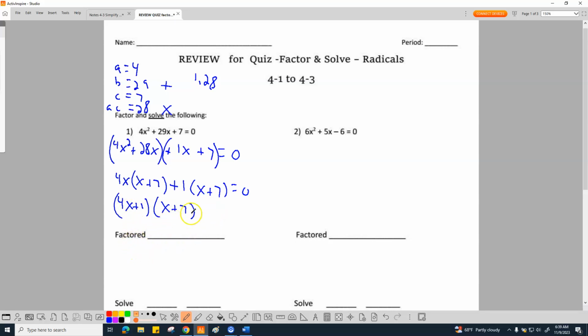Now it wants you to solve it. That's the new stuff. How do we solve it? You take each separate parenthesis and you set it equal to 0 and you go.